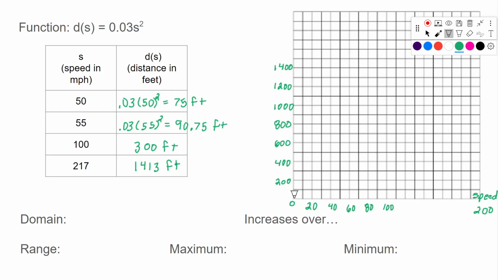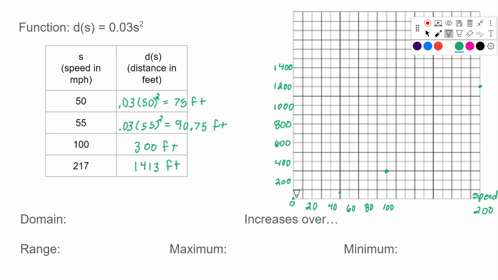Well, at 0, if the car isn't moving, it isn't going to have any braking distance, so that's where it's going to begin. And at 50, we should be at 75. At 100 miles per hour, we should be at 300. I didn't try it at 200, so I'm just going to go ahead and put 200 into my calculator. 0.03 times 200 squared puts us at 1,200.